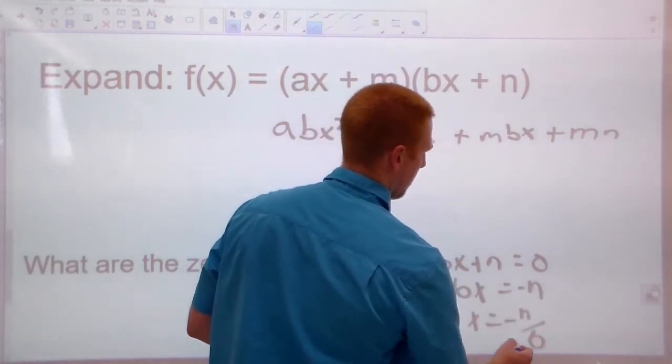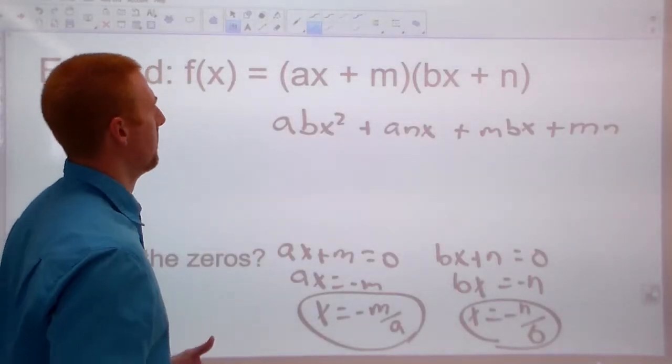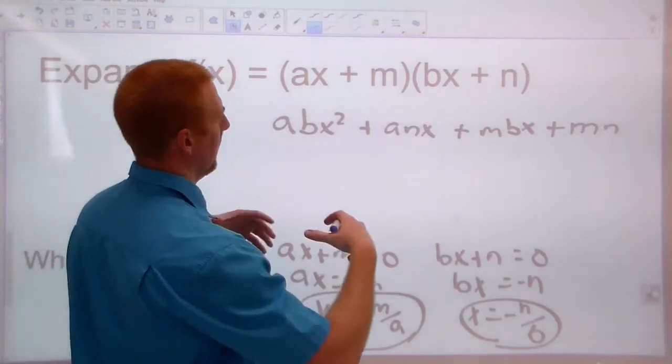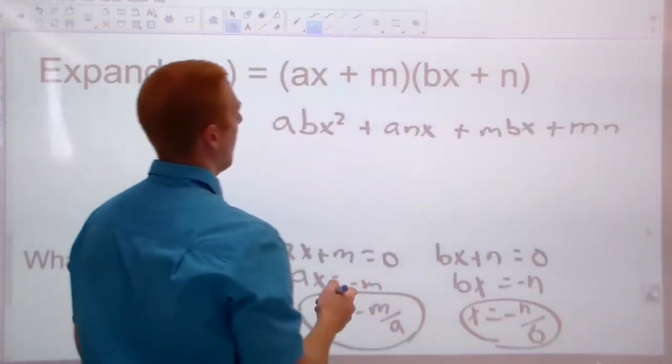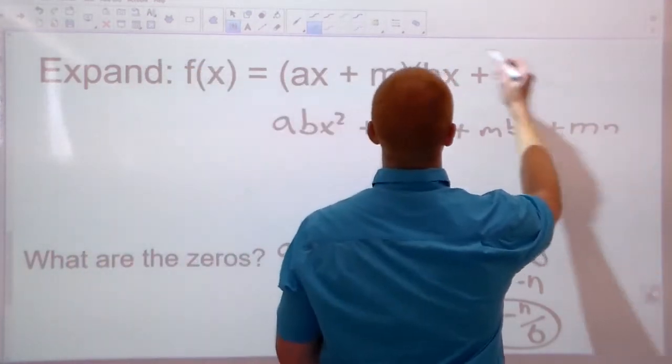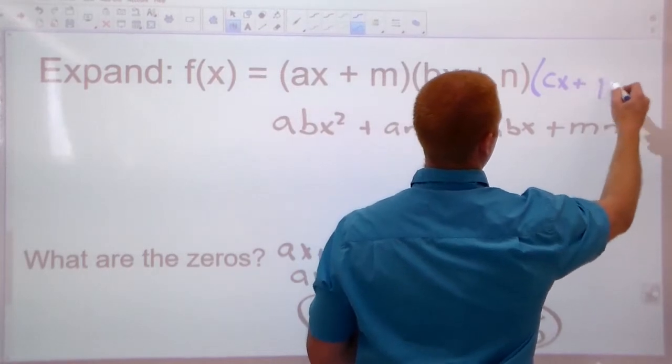That would be your other 0. So to try to make sense of this, why this is going to happen, sometimes in class I might get you to expand something that had 3 terms to it. And you know what, let's take a look at that real quick. I'm not going to do the whole thing, but just see how this would play out.